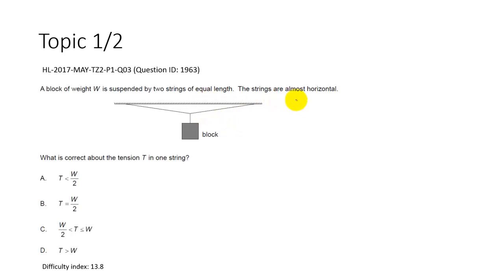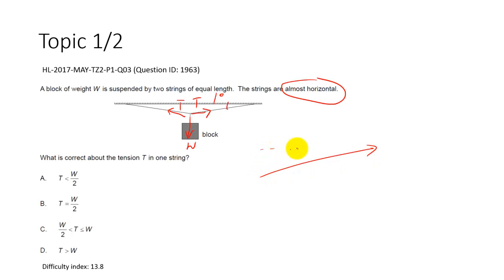Okay, so in this question, the main keyword is that the string is almost horizontal. So you can imagine this angle is really small, maybe 1 degree. If you think about the free body diagram, here you've got a tension, here you've got another tension, and here of course you've got weight. So what you can have is the tension itself.